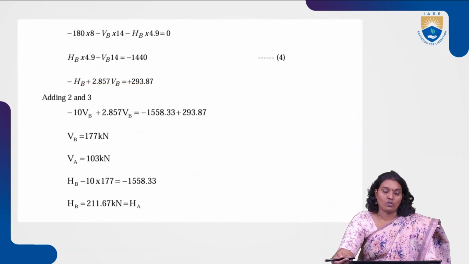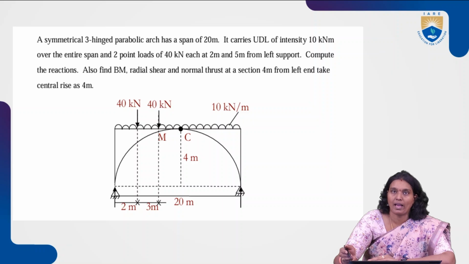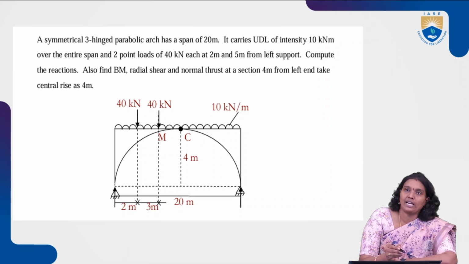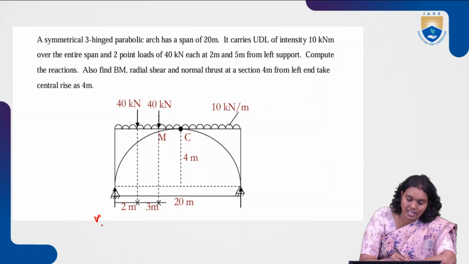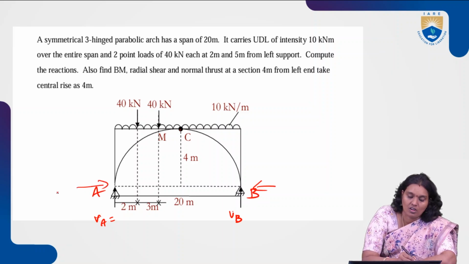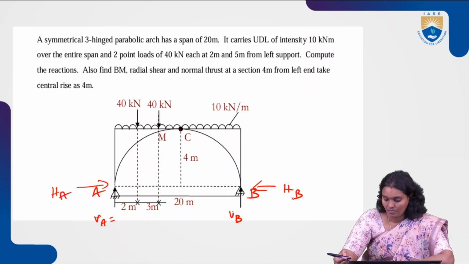Now move on to the other kind of problem, that is a symmetrical three-hinged arch with a span, and the loading condition is different. Here there is a uniformly distributed load and also a point load. Find out the reactions for this. So this is the three-hinged arch, with vertical reaction at A, vertical reaction at B; this is point A, this is point B and this is point C. And horizontal reaction at A, horizontal reaction at B.